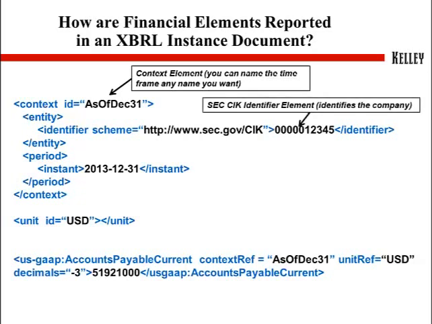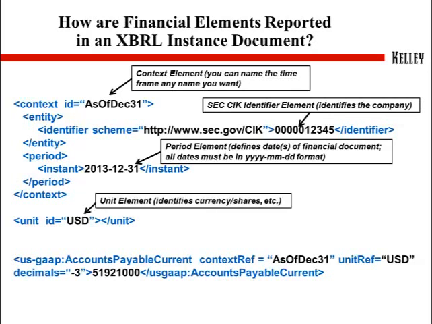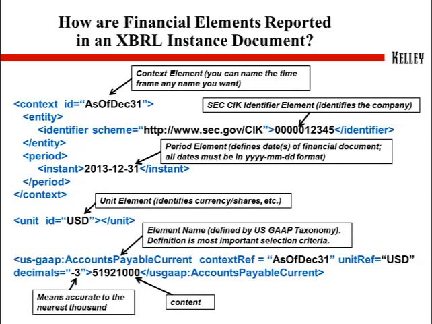The second element is the period element, and this says that this is an instant in time, December 31st, 2013. The next element is the unit element, which identifies US dollars. And then the last element, now we're getting down to an actual piece of data that would be on the financial report.